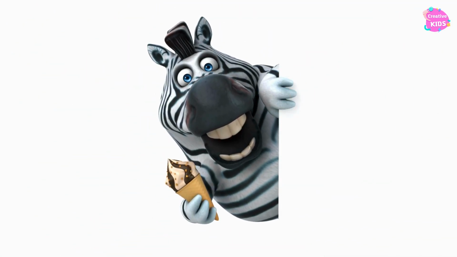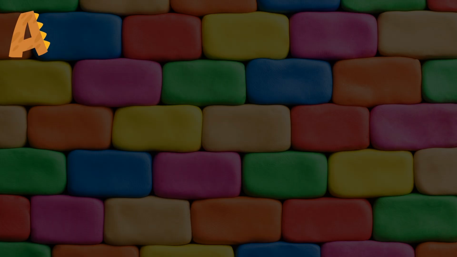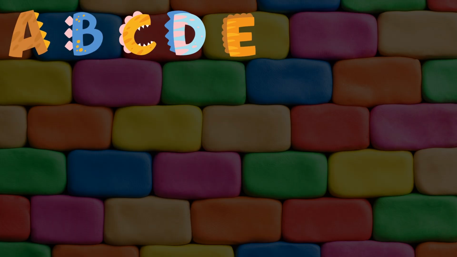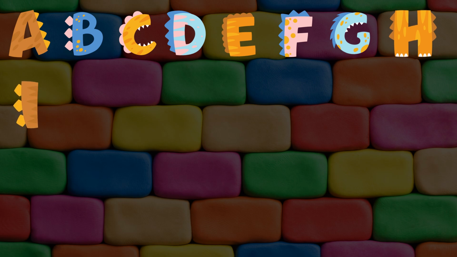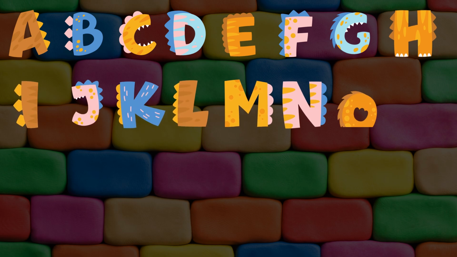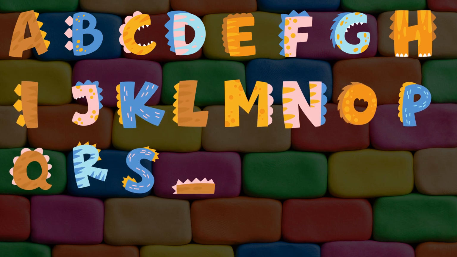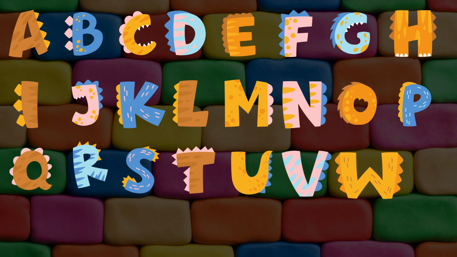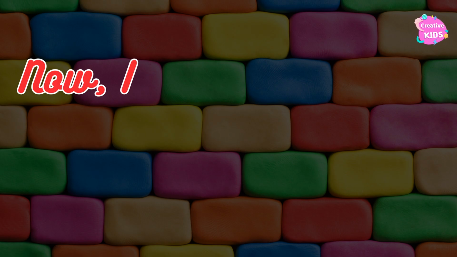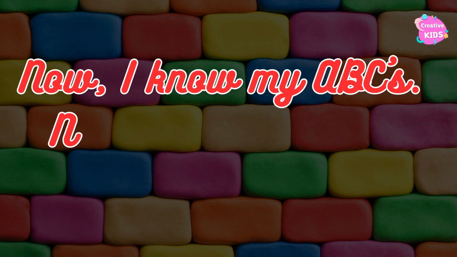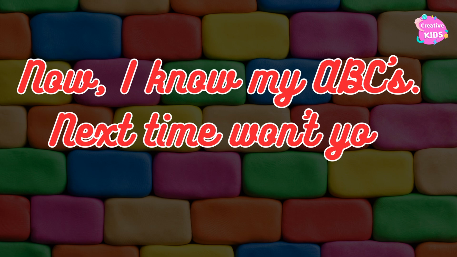Z is for zebra. A, B, C, D, E, F, G, H, I, J, K, L, M, N, O, P, Q, R, S, T, U, V, W, X, Y, and Z. Now I know my ABCs. Next time, won't you sing with me?